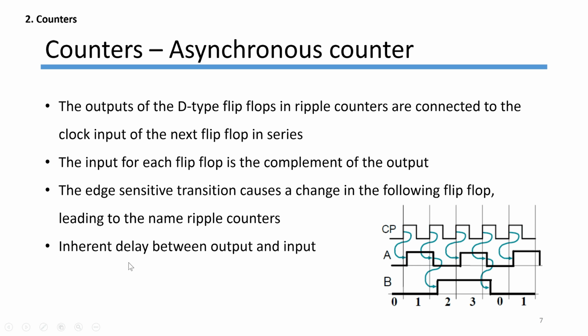Now, between the output and the input, there is an inherent mechanical delay between the signal being outputted from the flip-flop and reaching the input of the next flip-flop. Thus, these types of counters are called asynchronous counters, because even though you have a constant clock signal, as you can see over here, the triggers for the following flip-flops have an inherent delay in them. Notice how the delay increases as more flip-flops or more layers are added on.